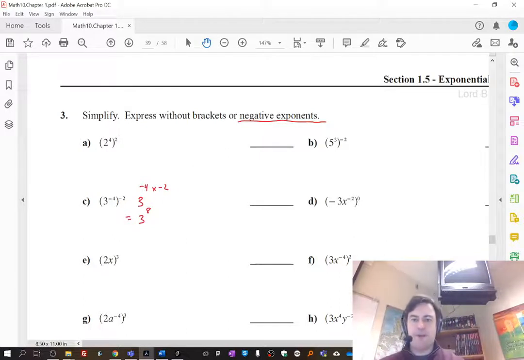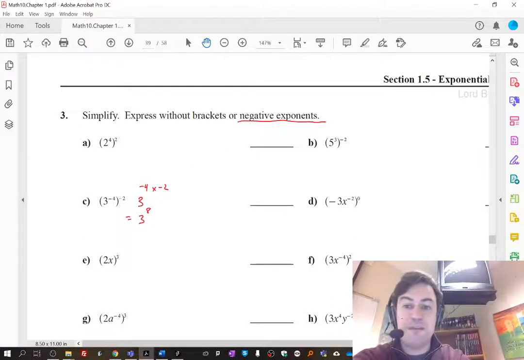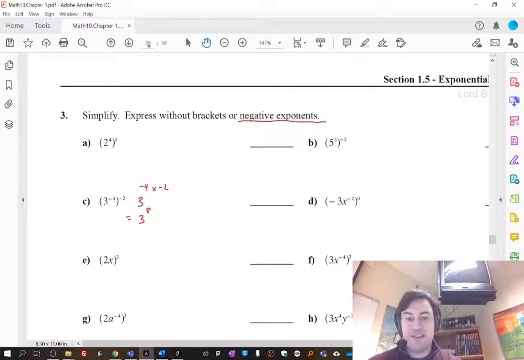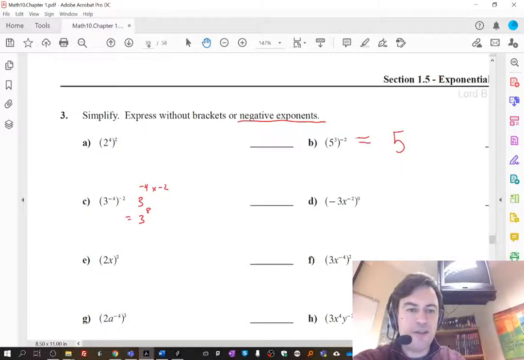So for example, for question 3, you're supposed to simplify and express without brackets or negative exponents, right? So how are we going to deal with that? So this is how you're going to deal with it. For example, B is 5 to the power of 3 to the power of negative 2. So we're going to use our power rule. We're going to multiply those exponents together. So it's going to be 5 to the 3 times negative 2. That's going to be 5 to the negative 6.